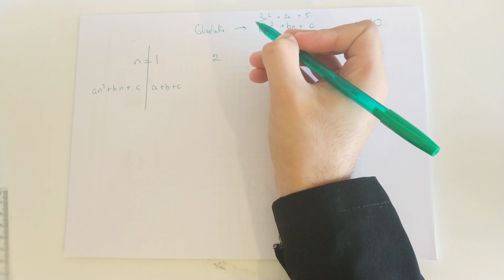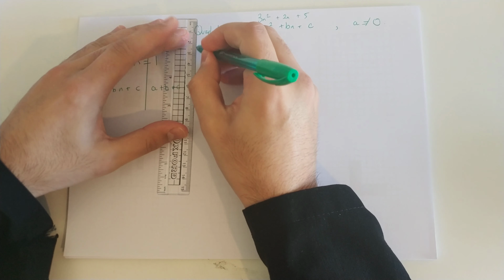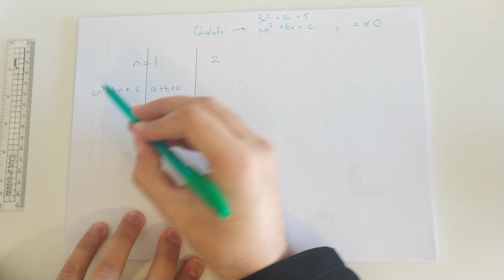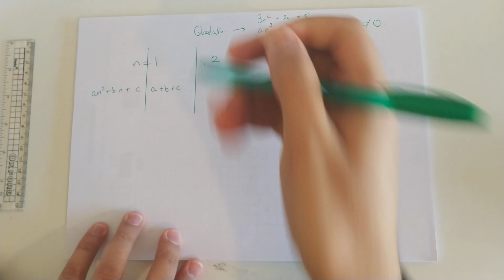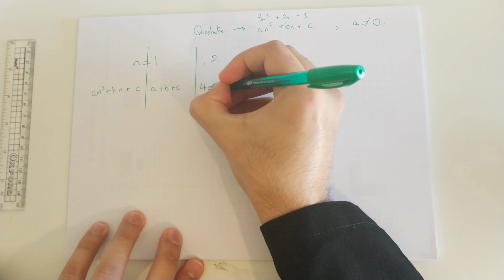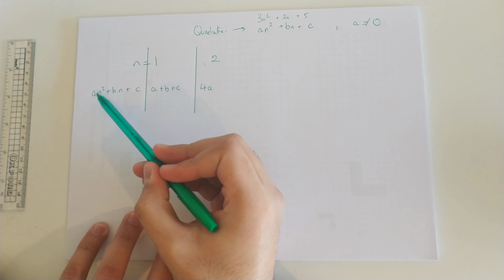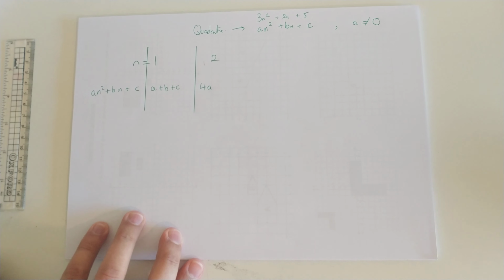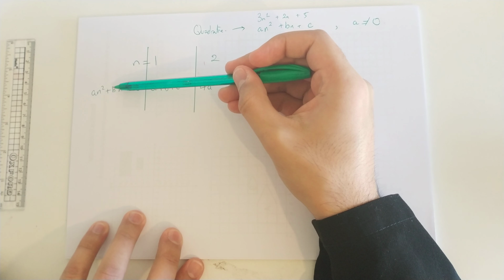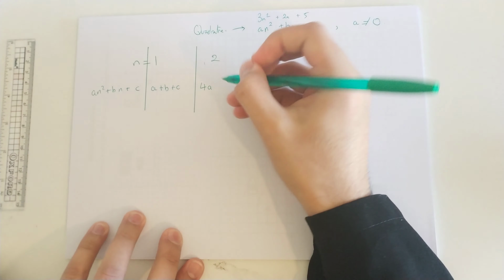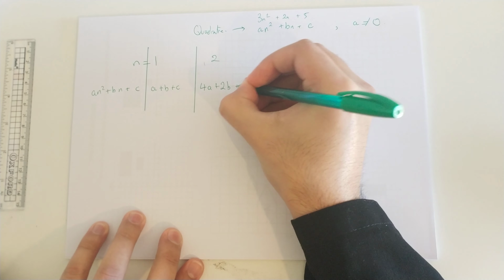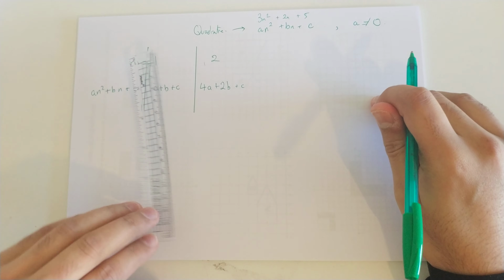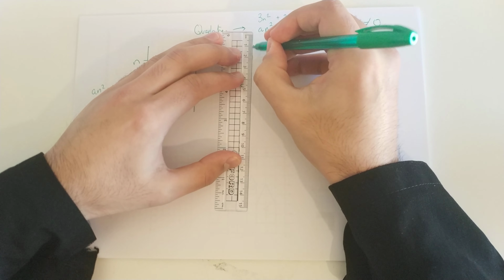Second term, this time I'm going to put 2 in here, and I'm going to notice that I get 4a, because of course 2 squared times a is 4a. 2 times the b, that's 2b, and then you have c. All right, that's my second term. Let's do the third term.